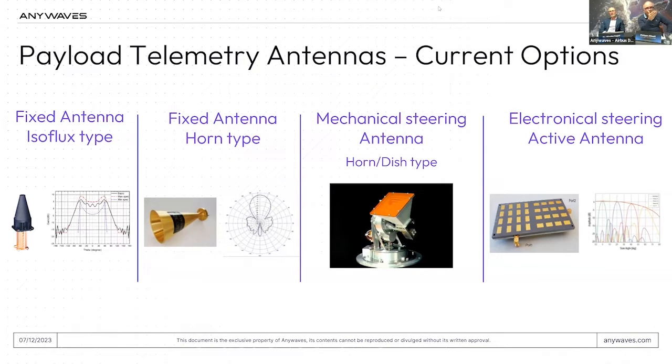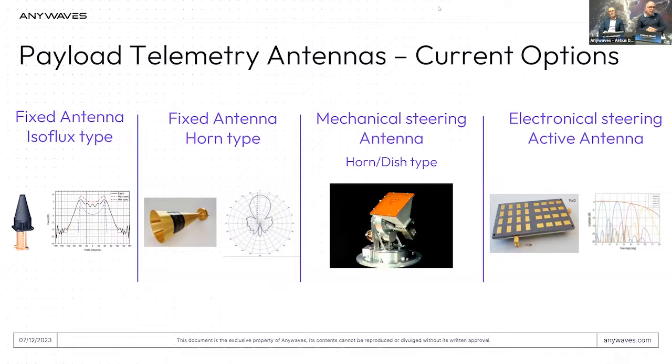So to increase the data rate, we can go to directive antennas like horns. The point with horns is, of course, you are directive, but the coverage is reduced. So you have to point the satellite for transmitting the data, and the drawback is that you cannot image at the same time, or you cannot do your science mission at the same time. So you cannot deliver real-time data when pointing the satellite for downloading.